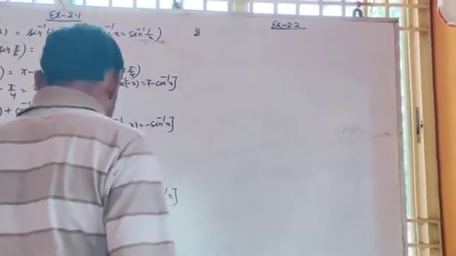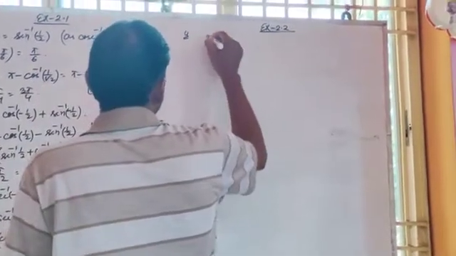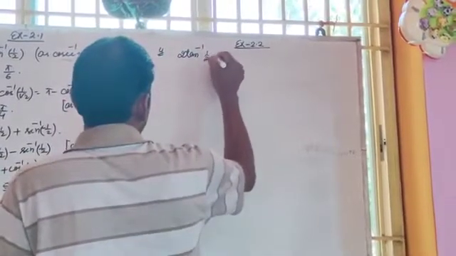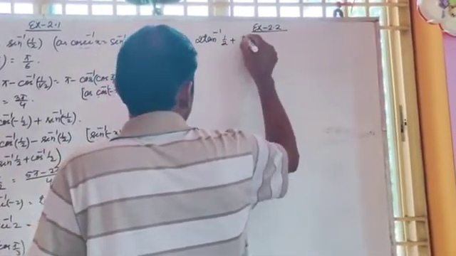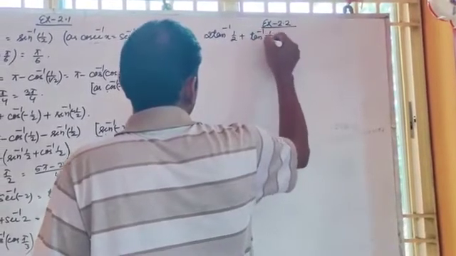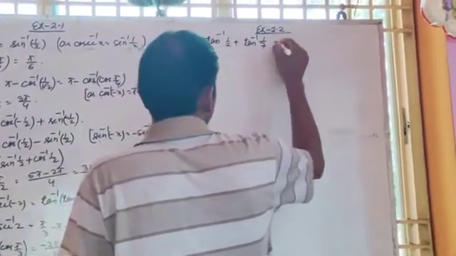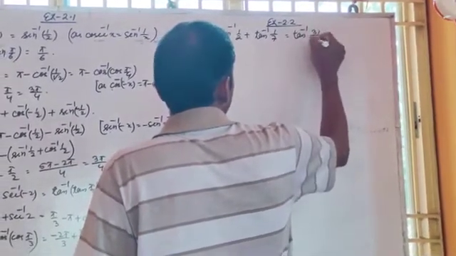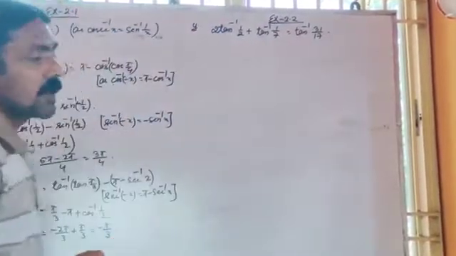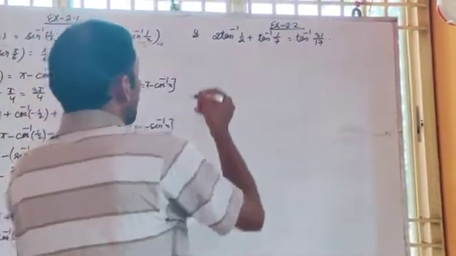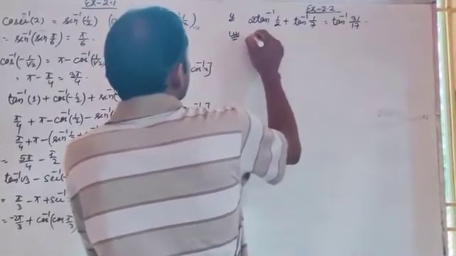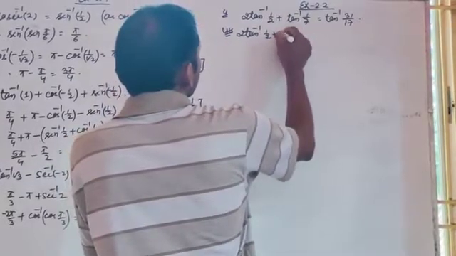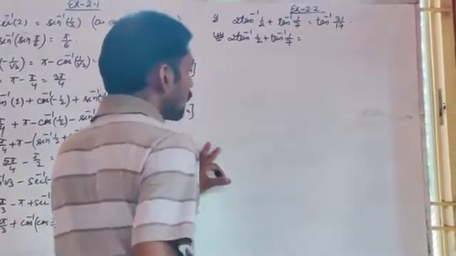First, question number 4. It is 2 tan inverse 1 by 2 plus tan inverse 1 by 7 equal to tan inverse 31 by 17. We have to prove this. So first let us take our LHS. It is 2 tan inverse 1 by 2 plus tan inverse 1 by 7.